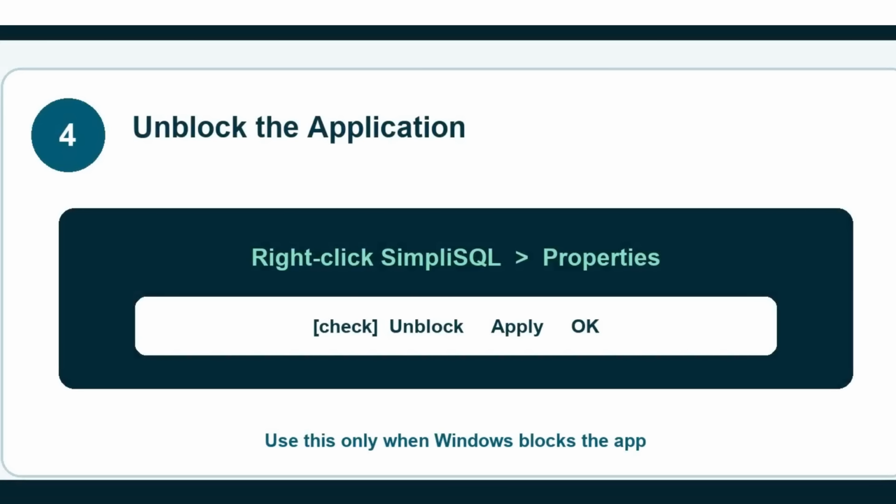Windows may block an application downloaded from the internet. If that happens, right-click the SimpliSQL application, choose Properties, select Unblock near the bottom of the General tab, click Apply, and then open the app again.